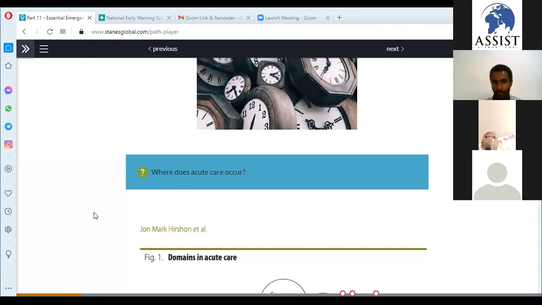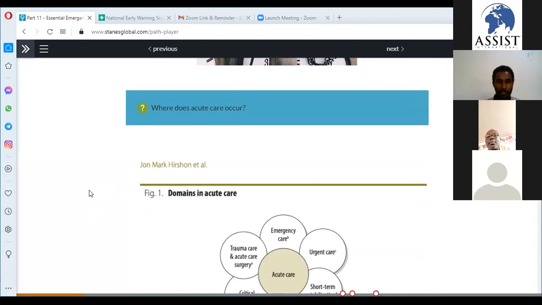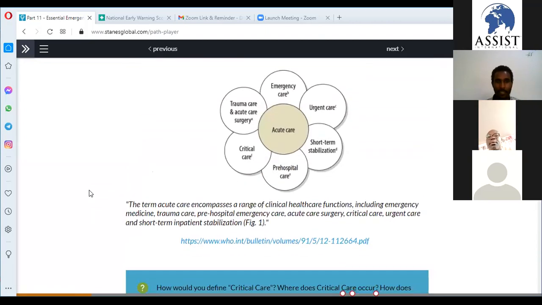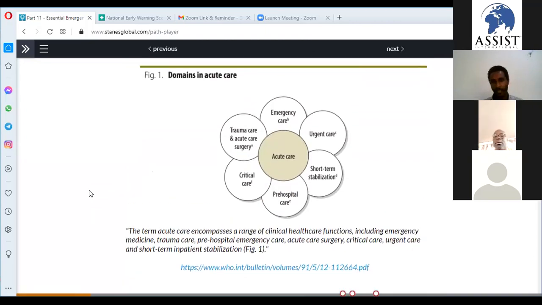Okay, very good. Matsala says, yeah, Amara, emergency, ICU, neonatal ICU, wards, excellent, emergency unit. Yes, very good. Thank you for your participation. So there are different places in which we can apply this acute care. These are the domains mainly involved.